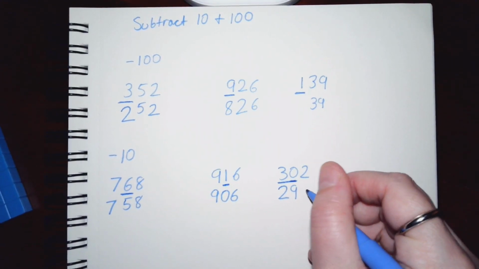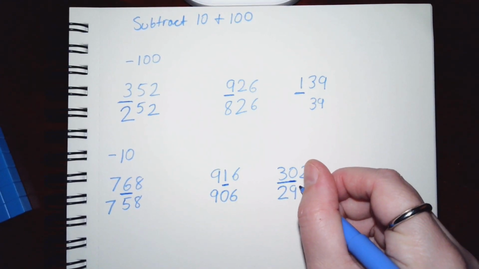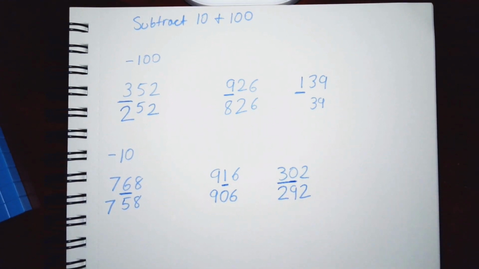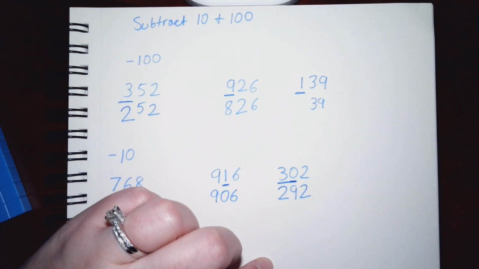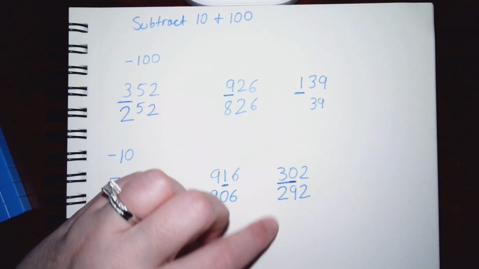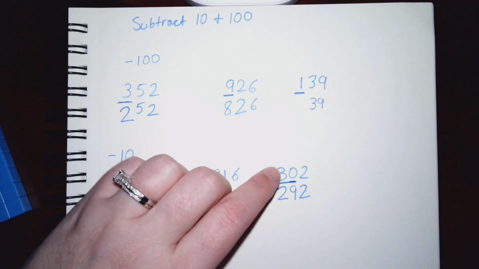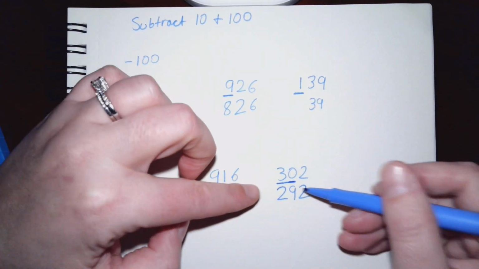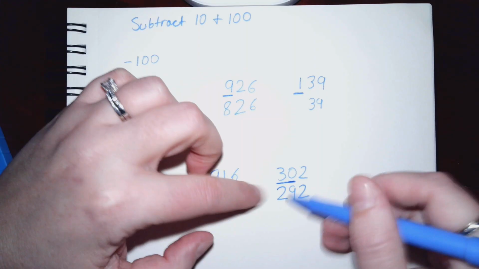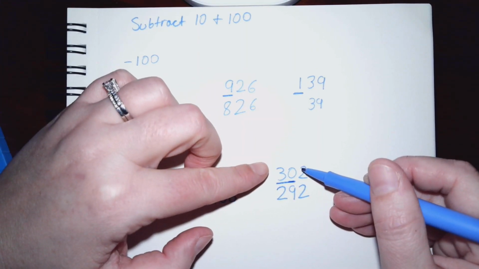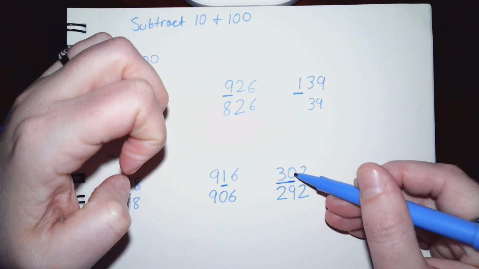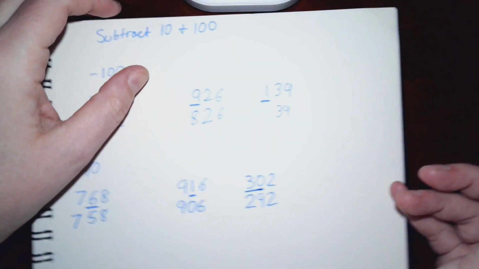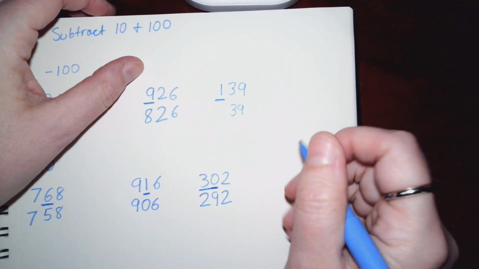Did I do anything to my ones place? Nope, so I'm going to leave my 2 there. Okay, so if I'm counting by tens, and say I'm increasing, I would have said 272, 282, 292, 302. So, just like we needed to add a 10 when we were adding 10, now we need to look at this as 30 tens and take 1 ten away. Okay, let's do another one like that.